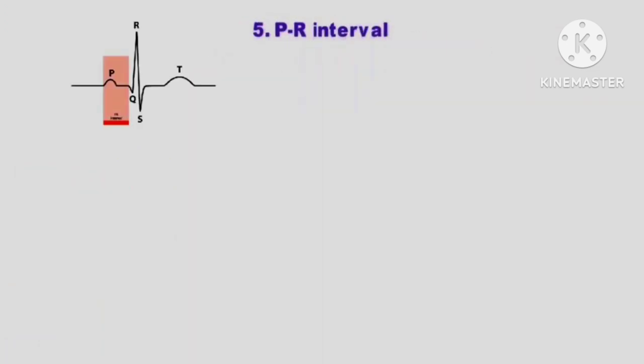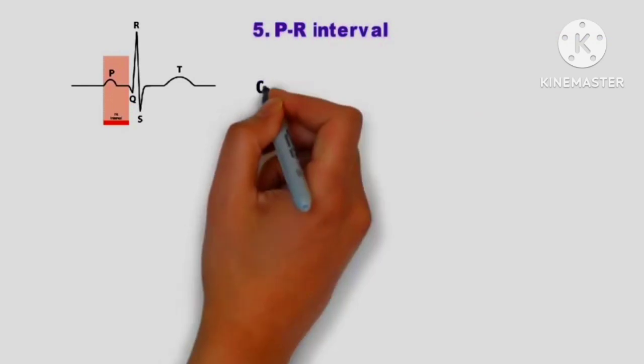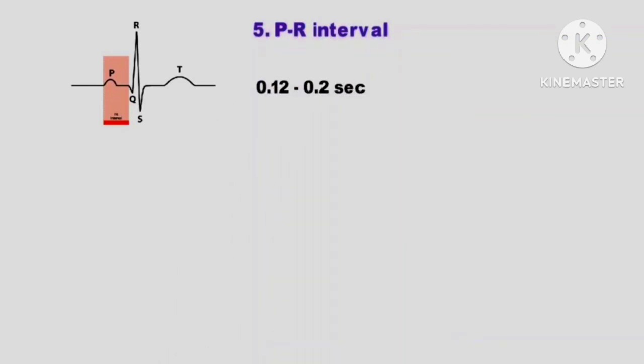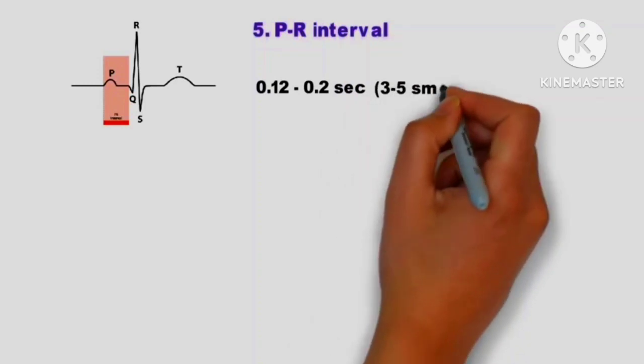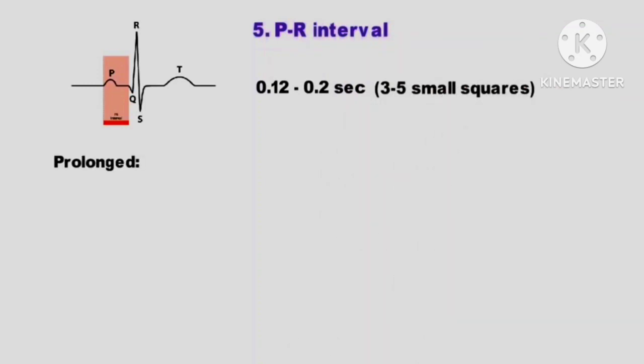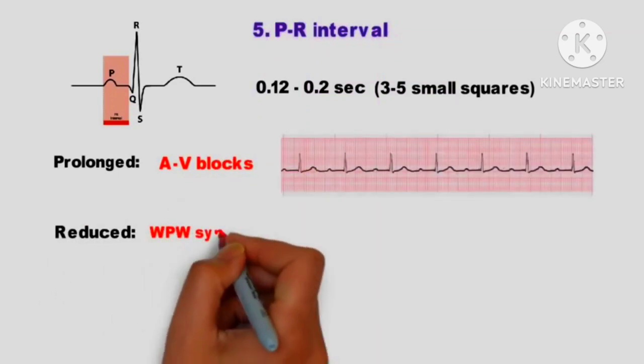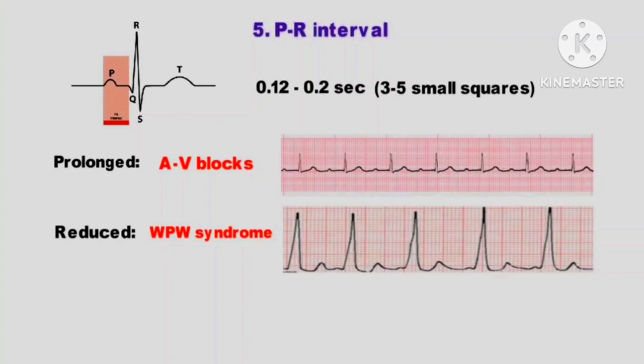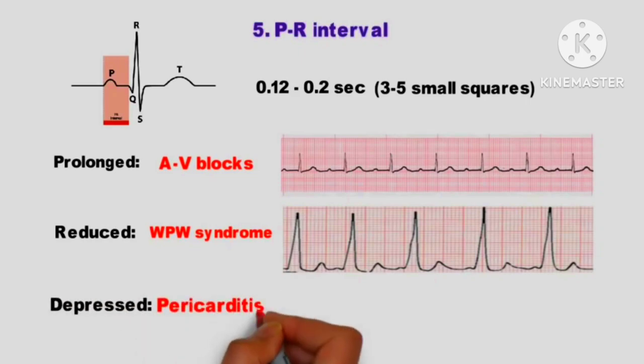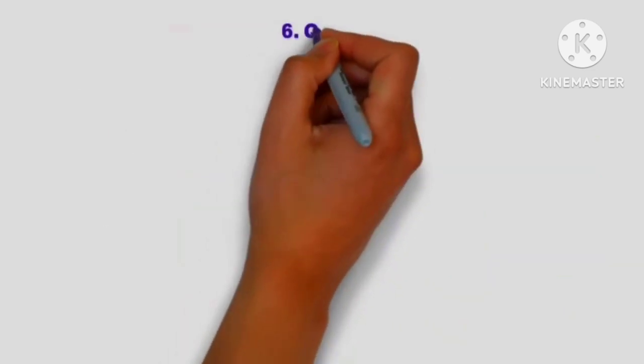Step 5 is PR interval. It is from the start of P wave to the start of Q wave. That is why some call it PQ interval. Normally, it is 0.12 to 0.2 seconds, that is 3 to 5 small squares. And it is prolonged in AV blocks. Reduced in WPW syndrome, in which there is an accessory pathway which conducts impulses faster than normal, producing shorter PR interval. And PR interval is depressed in pericarditis cases.